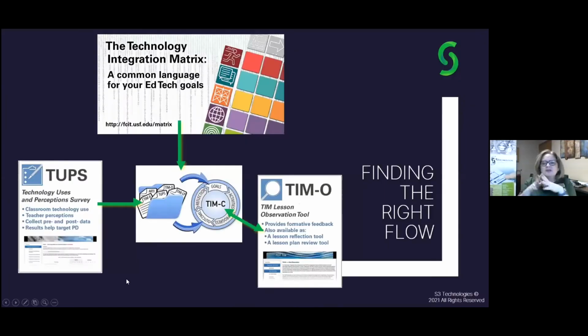Is there anybody that doesn't know what the Technology Integration Matrix is? Because I'm going to skip that part since we only have a few minutes. If there is, somebody either put it in the chat or let us know if we need to back up. You have the Technology Integration Matrix, and then you have all of these tools, and it's about the proper flow, or how you use them in conjunction with one another.